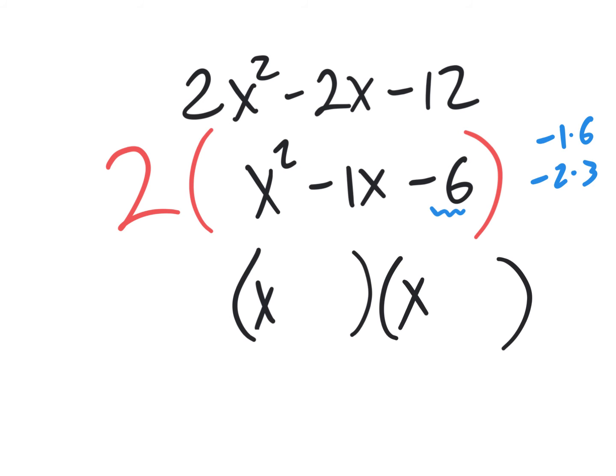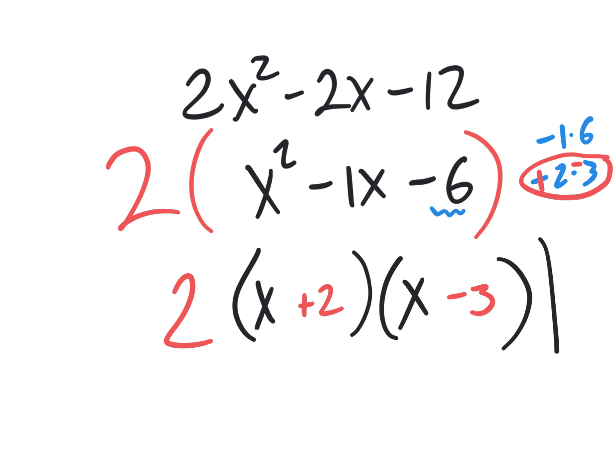So if I look at these two numbers, if I add those together, that'll give me a positive 1, but I want it to be a negative 1, but at least I have the 1. So I have the right numbers, just the wrong signs. So make that a positive 2 and a negative 3. Pop that in, positive 2, negative 3. Don't forget about the outside 2 that you had out here. Bring it down. And ladies and gentlemen, this is your completely factored form.